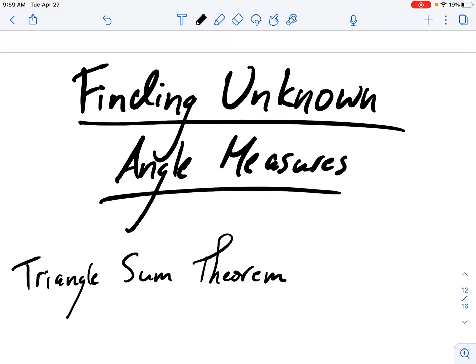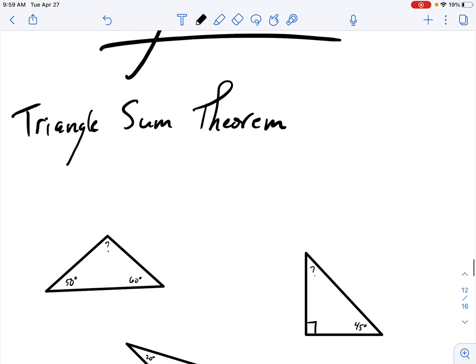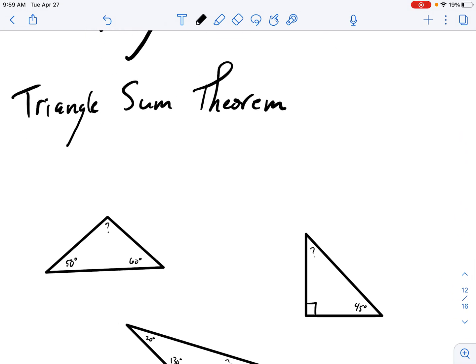I'm going to help you out with finding unknown angle measures. And this is something that's a little tricky at first, but the more you do it, the easier it gets, and the vocab is the hardest part. So I recommend taking notes on this video and having them to refer back to, having them nearby when you're doing your Edgenuity lessons. So the first thing we need to know is the triangle sum theorem.